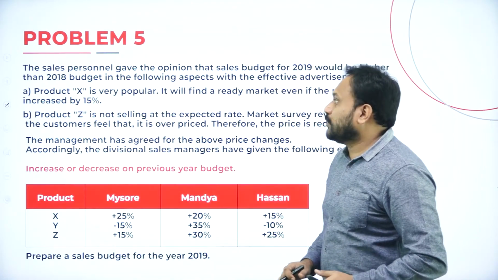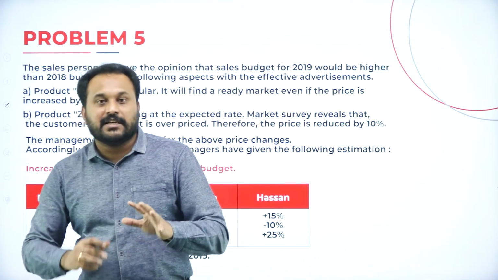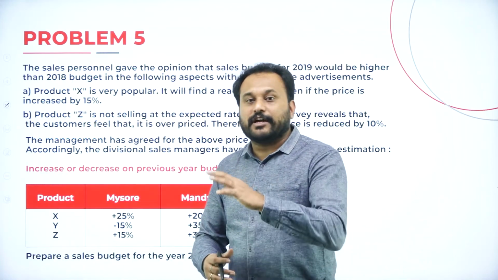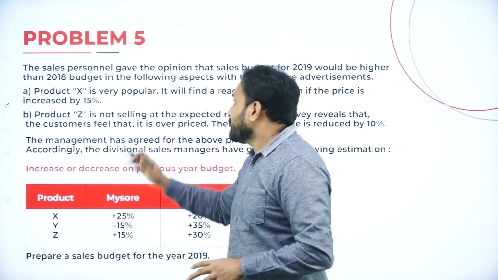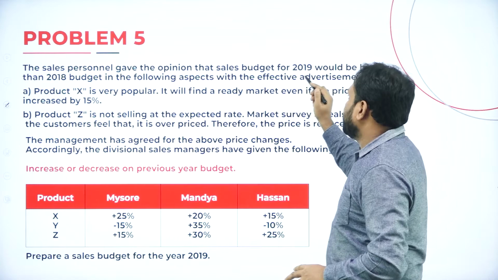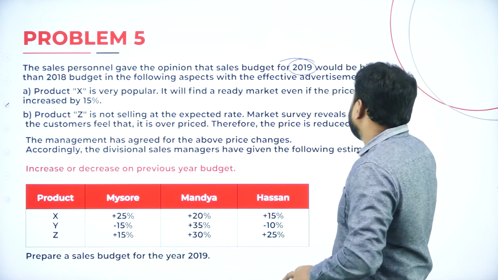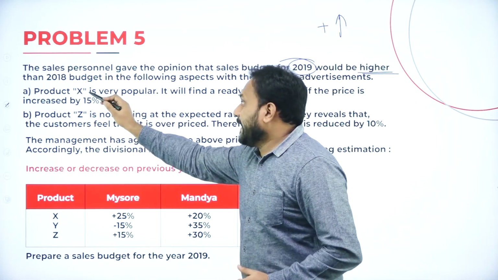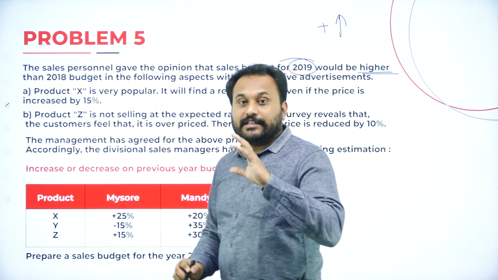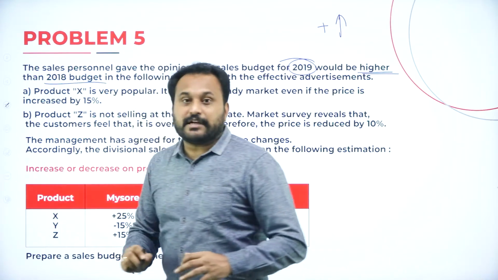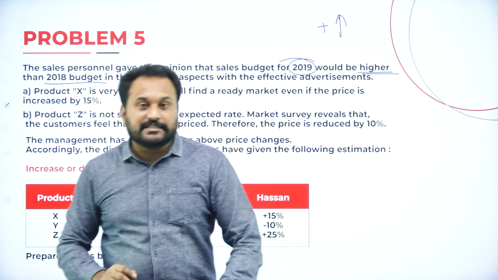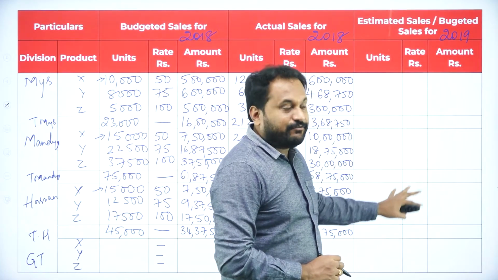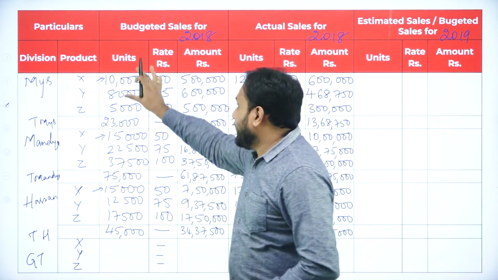Now the sales personnel, see the word personnel, in the sense employee, that is sales employee, whoever it is, the manager or the assistant manager or any person who is associated with the sales, gave the opinion that the sales budget for 2019 would be higher. See, higher means it is always addition, higher than the 2018 budget. Now they are only telling that it will be increased from the 2018 budget. Now understand the logic here. The sales budget of 2019 will be higher than the 2018 budget.